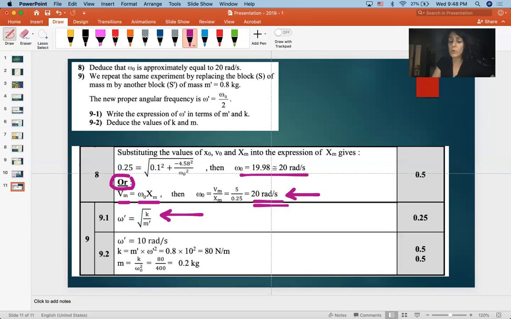This is the equation we wrote, but we wrote W prime squared. And then knowing this one, they found K and then they found M, right? And the problem is easy.